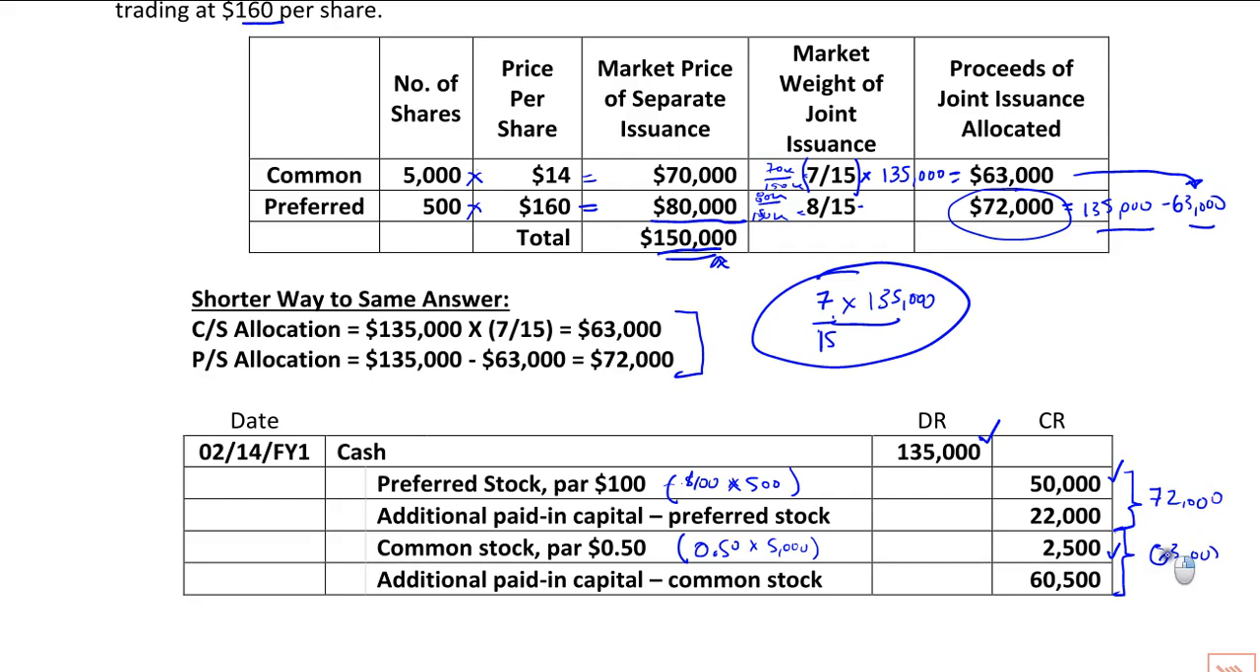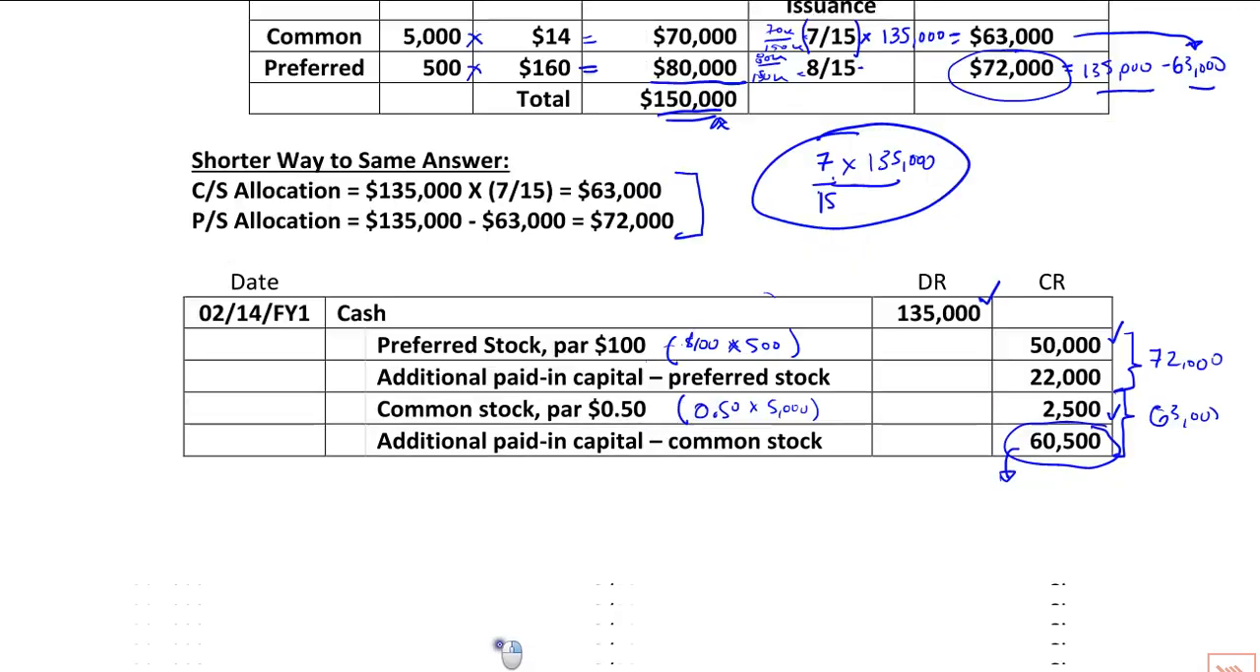The most challenging question you can get is what's the amount of additional paid-in capital common stock? Because that requires you not only to do the allocation, but also calculate the common stock. Now if you get a question that asks you just for the amount of par value, you don't even need to do the allocation.